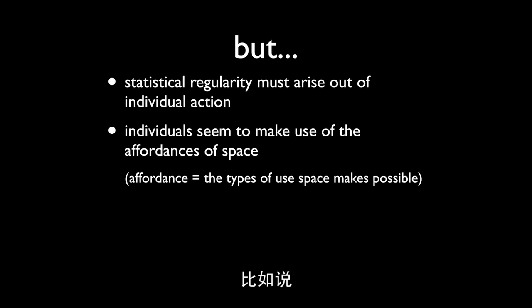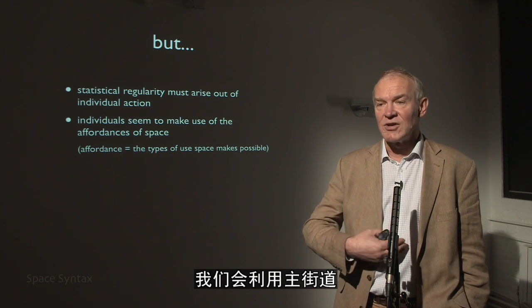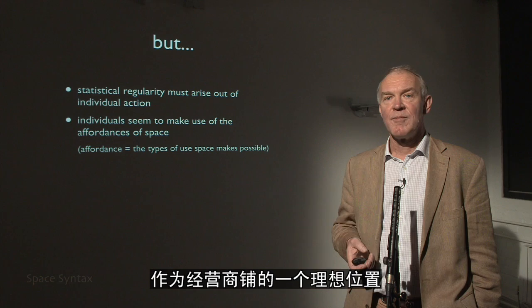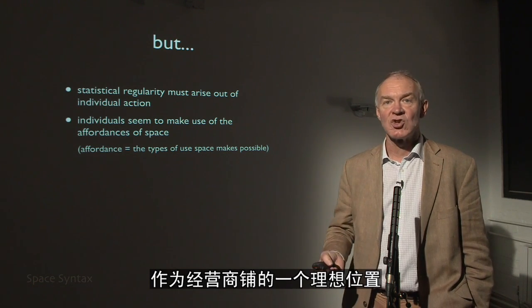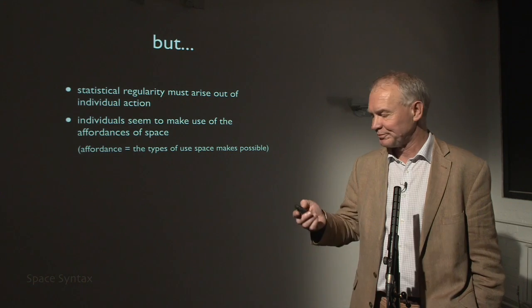For example, we make use of the fact that a street is a main street as a good place to locate our shop because we want to catch the passing trade. If I'm a shopper, I make use of the fact that a space has a lot of shops on it because it provides me the greatest number of comparisons and the greater competition between shop owners. So I probably get a better value product if I go shopping in an area of dense shopping aggregation.